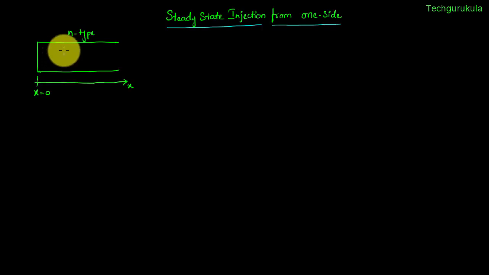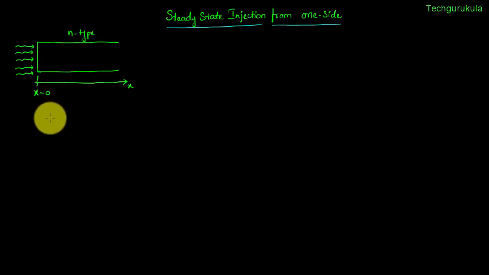And to have this steady-state injection, let me take that at x equal to 0, we want the injection to be present for our analysis. So in order to have it, let me illuminate this side with light so that at this side of the semiconductor, we would have electron-hole pairs generated. And let me take another assumption that this light doesn't penetrate into the semiconductor, which means it generates electron-hole pairs only at the surface, or at this side of the N-type semiconductor.